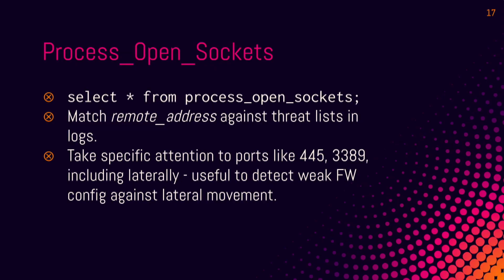Open sockets, you just select from process open sockets. Then you have a field called remote address, and then you just map that against your threat list. But because we know lateral movement is a big problem, I like taking specific attention to ports like 445 and 3389, not against those threat lists, but to detect lateral movement.